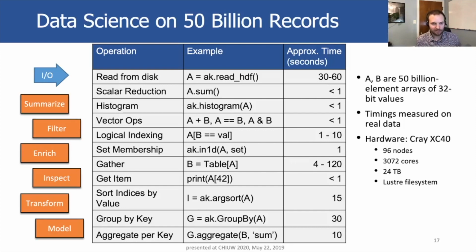Gathers are interesting. So gathers are highly dependent on the distribution of the data. So if you have a large number of repeated values in your array, you can get these network hotspots that will generate a lot of communication. So those can take up to 2 minutes or as few as just a few seconds, depending on your data distribution.